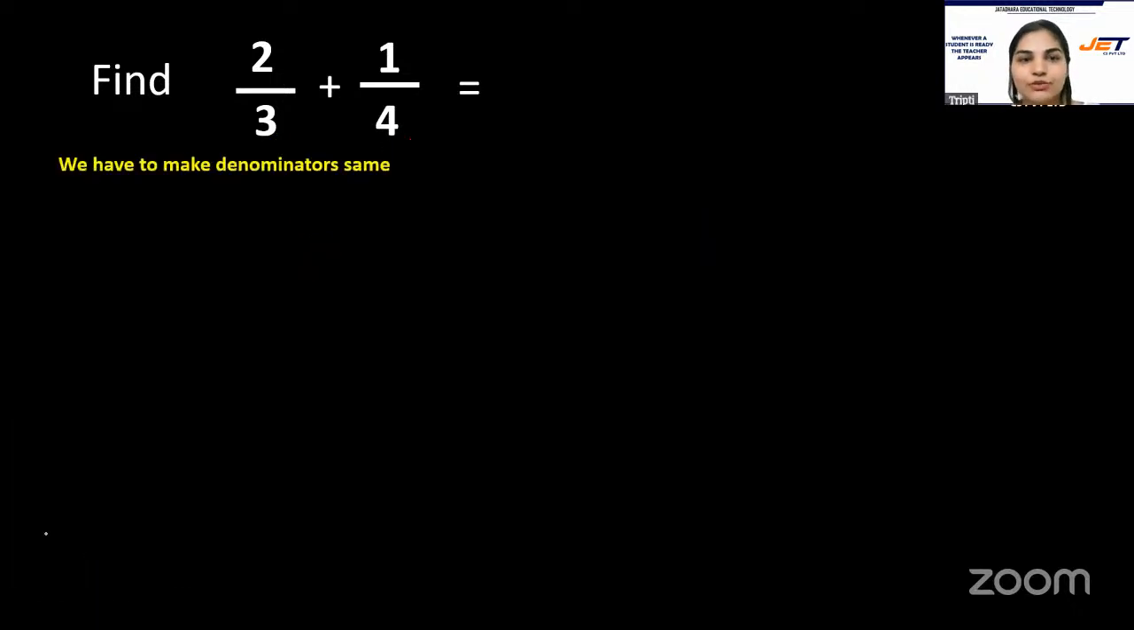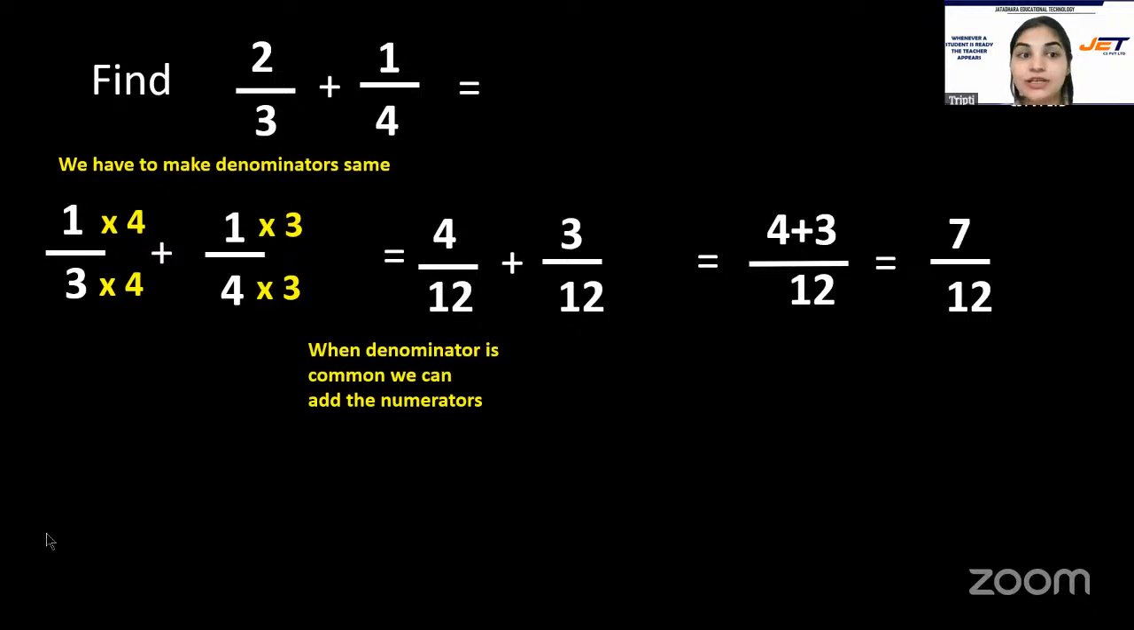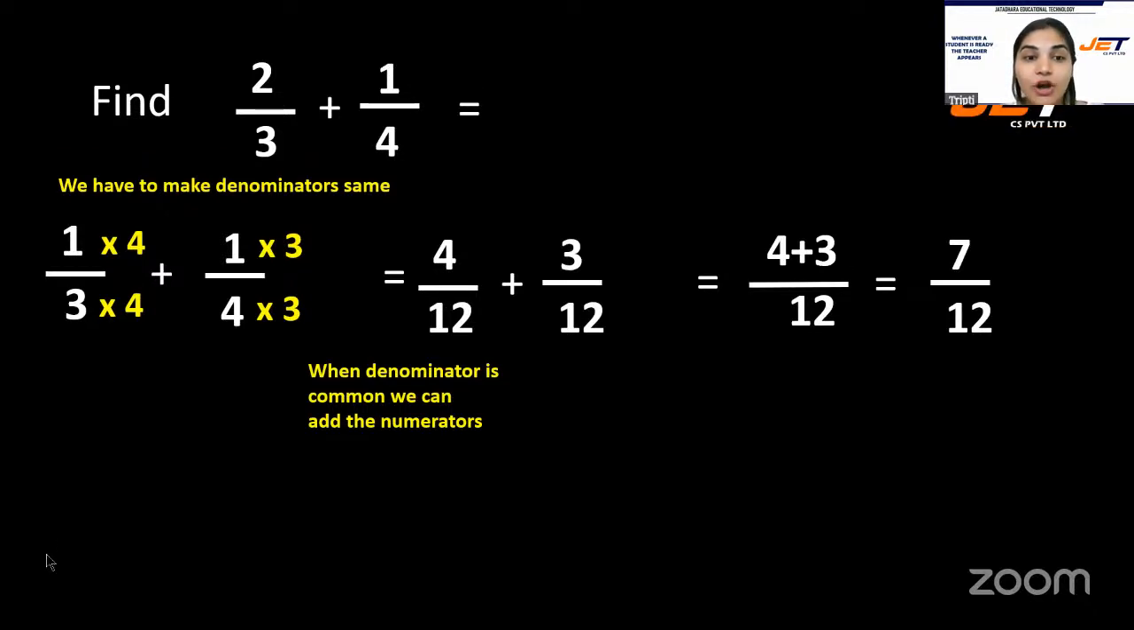Is that clear to all? We just need to make the denominator same so that you can add the fractions. And how can you do that? By multiplying the first fraction with the denominator of the second fraction and multiplying the second fraction with the denominator of the first fraction. All right. That's how we do it.